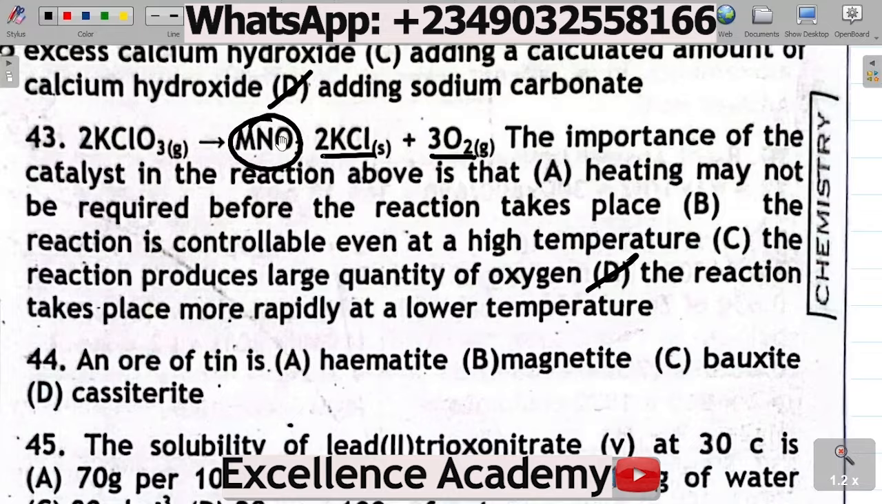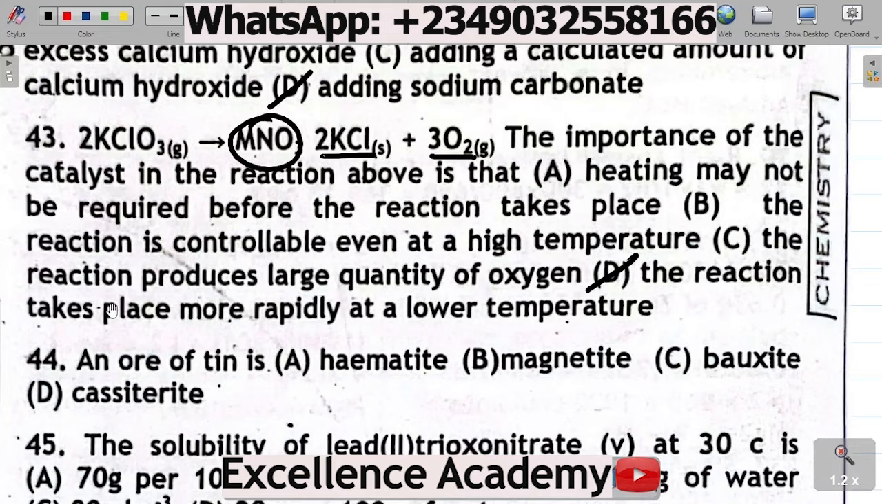You want to note that what you have there, this is manganese(IV) oxide, is a catalyst. And they asked about the importance of the catalyst. The function of a catalyst in a chemical reaction is to lower the activation energy. And when the activation energy is lowered, the rate at which it occurs is faster. So hence, the function of a catalyst in any reaction is to increase the rate of a chemical reaction.